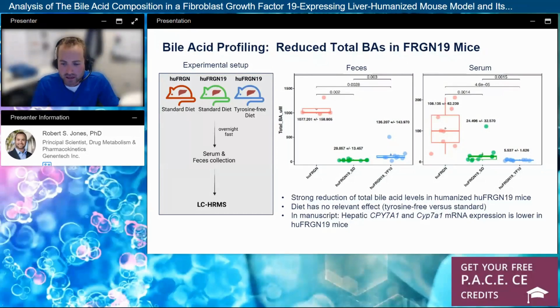And as I mentioned in the manuscript, there's additional data. In particular, we also saw hepatic mRNA and gene expression reduction of cytochrome P450 7A1, as well as murine CYP7A1 mRNA expression from the residual hepatocytes remaining. And those were both lower in the FRGN19 mice, also consistent with our hypothesis that FGF19 is regulating the human hepatocytes in a fashion that we would expect.